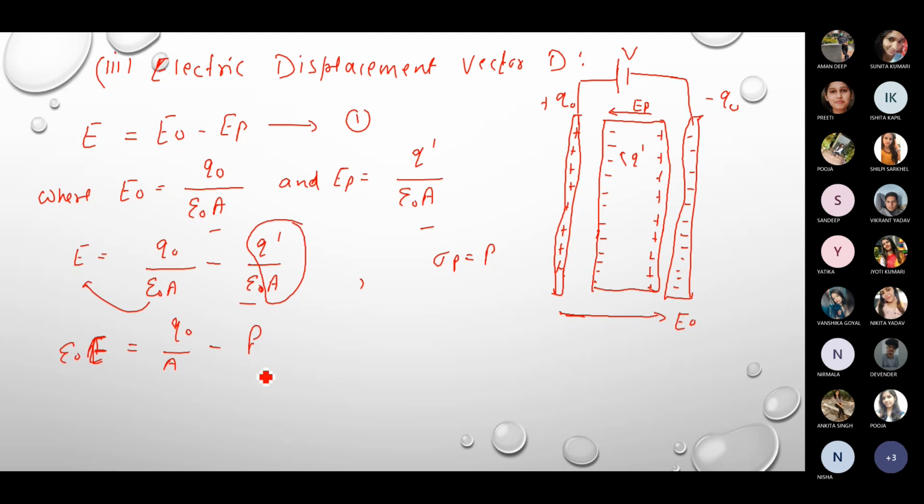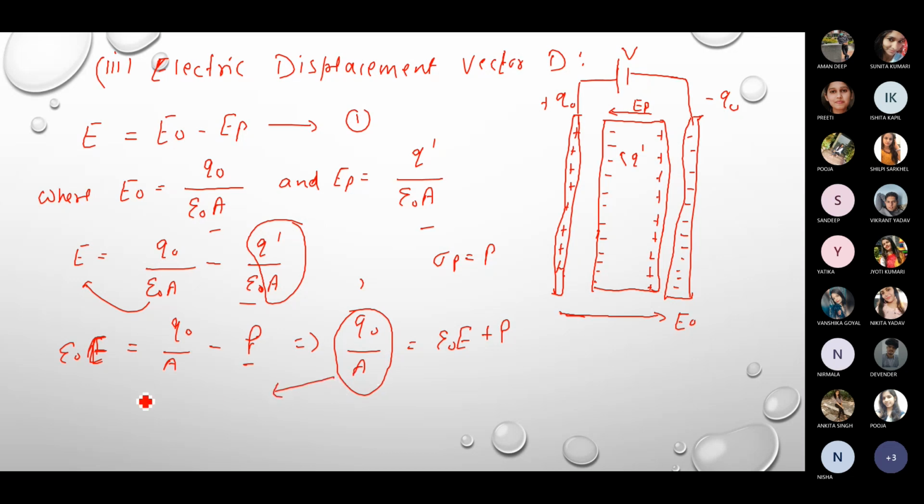Q naught by A, it further means that Q naught by A is equal to epsilon naught E, and you can take P to the other side, so this will become positive. So this value, this Q naught upon A, the quantity on the left hand side, is the free surface charge density and is called electric displacement D.